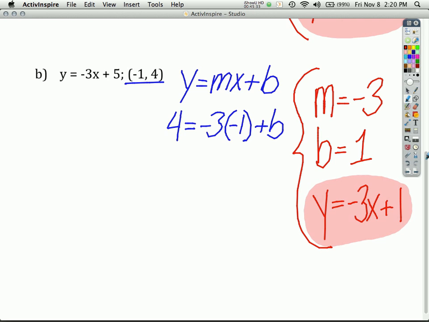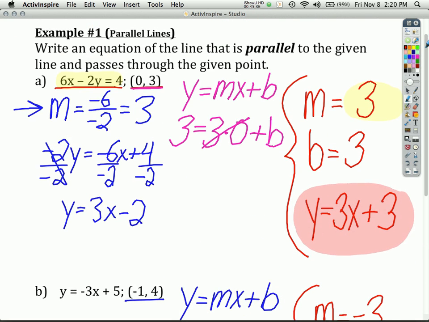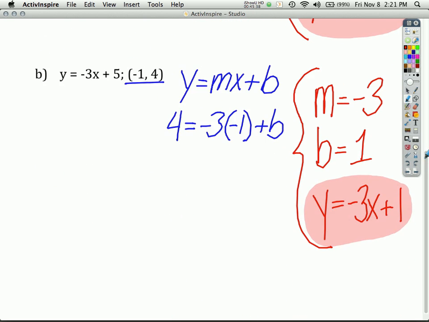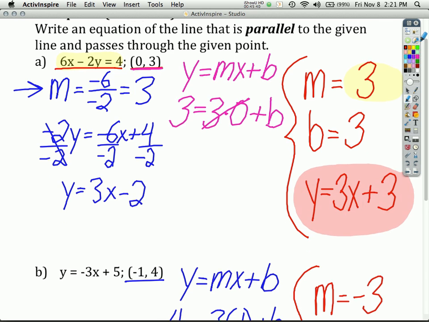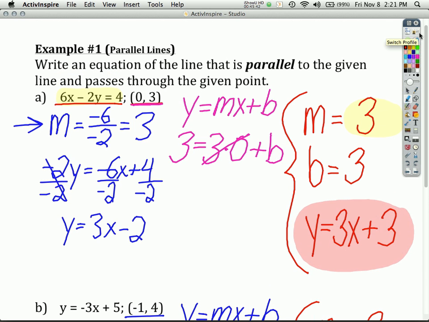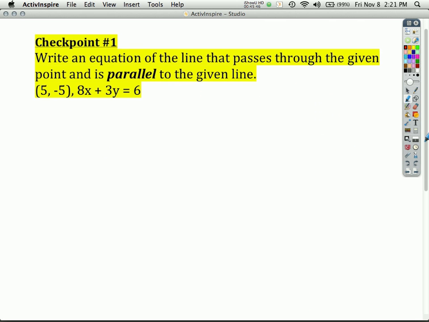Does anyone have any questions or comments on how we did either of these? Okay, so checkpoint number 1. Let's see how you do on your own.